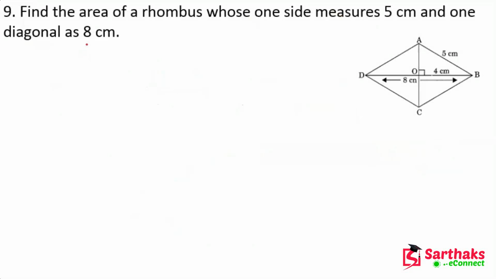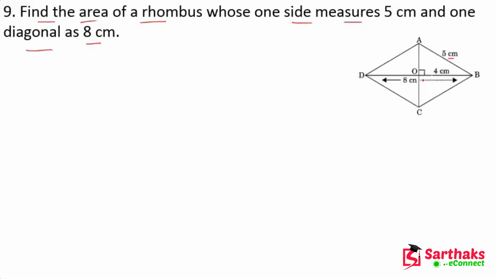Yes, next question is: find the area of a rhombus whose one side measures 5 centimeter and one diagonal is 8 centimeter. So here we have one diagonal as 8 centimeter and one side which is 5 centimeter. And here we have to find the area of this rhombus.